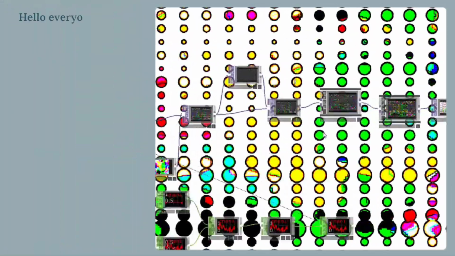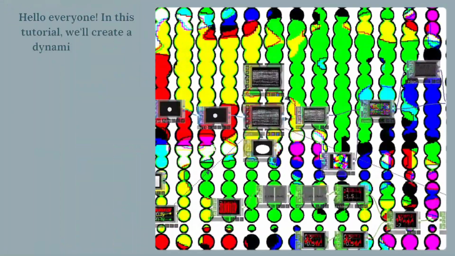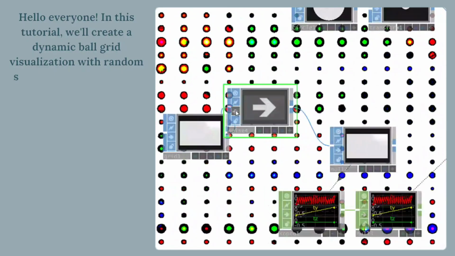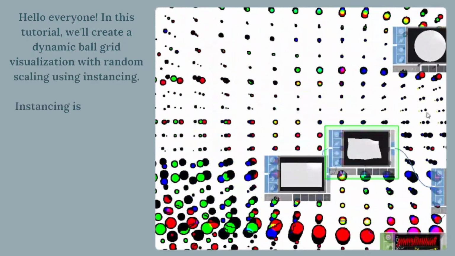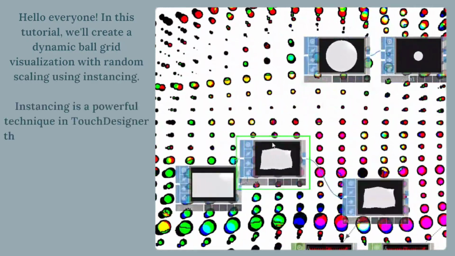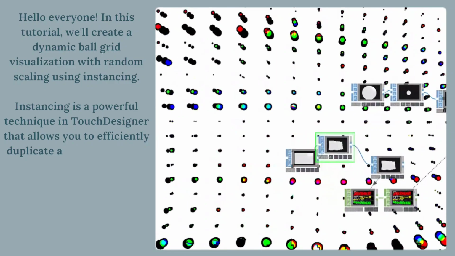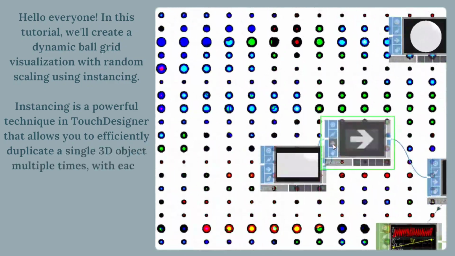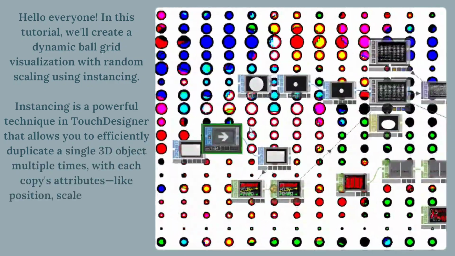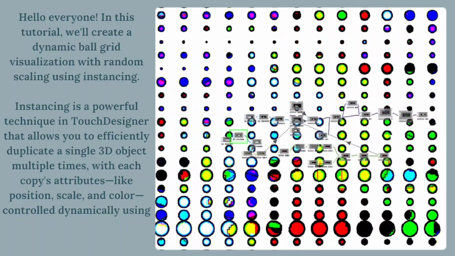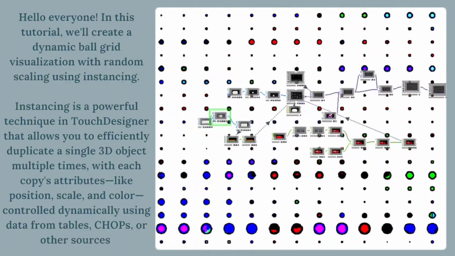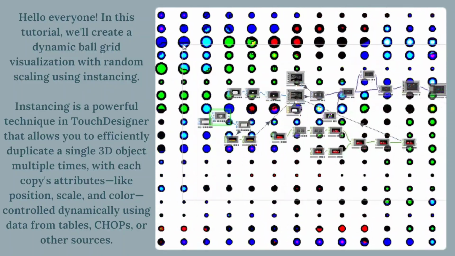Hello everyone. In this tutorial, we'll create a dynamic ball grid visualization with random scaling using instancing. Instancing is a powerful technique in TouchDesigner that allows you to efficiently duplicate a single 3D object multiple times, with each copy's attributes, like position, scale, and color, controlled dynamically using data from tables, CHOPs, or other sources.